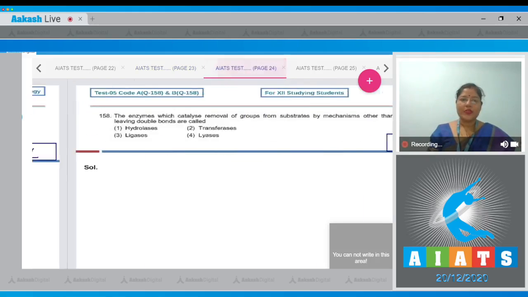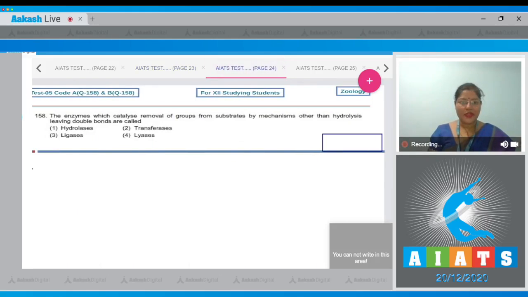Let's move on to the next question. Question number 158. The enzymes which catalyze removal of groups from substrates by mechanism other than hydrolysis, leaving double bonds, are called what? Breakdown of large molecules into smaller molecules by the mechanism other than hydrolysis is catalyzed by the enzyme lyases. Let's see other options also.